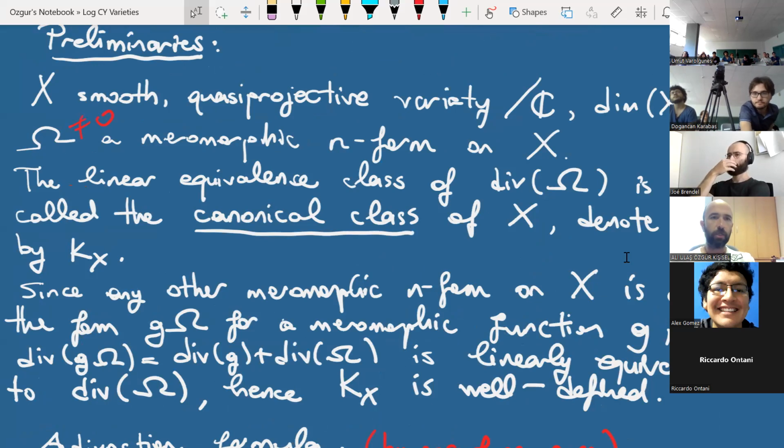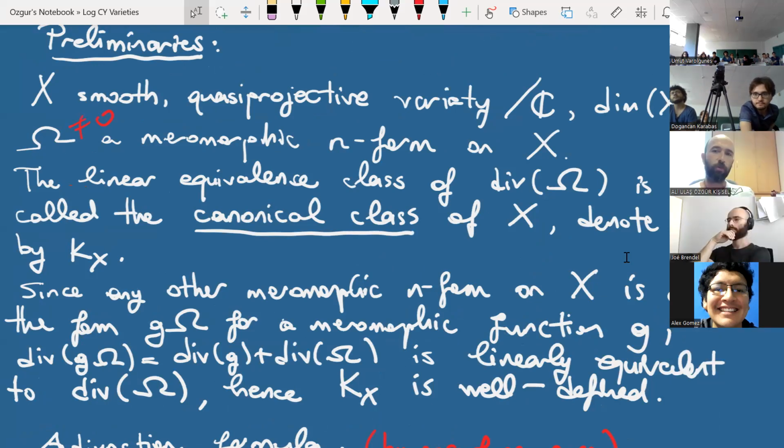So let omega be a non-zero meromorphic n-form on X, then you could look at div omega, and the linear equivalence class of that is called the canonical class of X, and denoted by K sub X. Now, this might change depending on which meromorphic n-form you choose. However, any two meromorphic n-forms would differ by a meromorphic function. So the linear equivalence class is well defined. So up to linear equivalence, we have a unique thing.